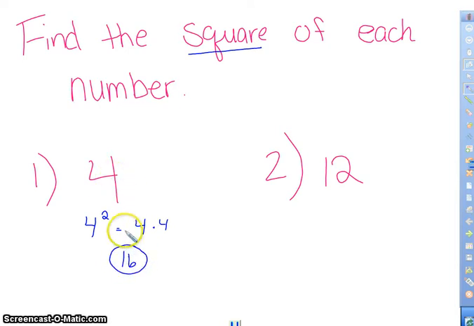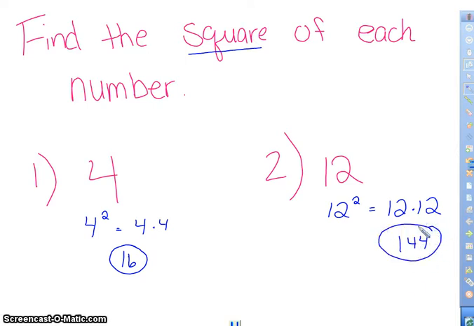That is 4 squared. We'll do the same thing for 12. 12 squared, we can write it out as 12 to the second power, which is the same thing as 12 times 12. Remember, 12 times 12 is 144. And there's your solution to that one.